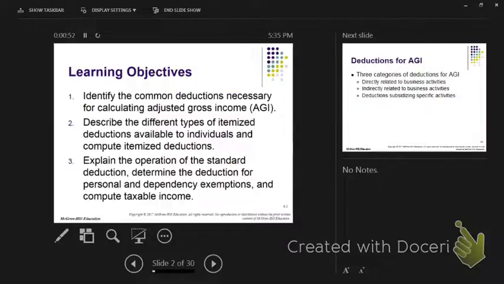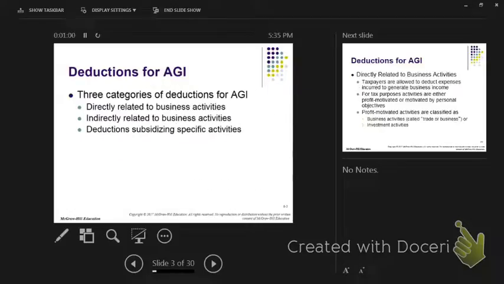All right, so to some of our learning objectives, we're going to come down to why would we take the itemized over the standard deduction, and then how do we compute itemized deduction. So there's 3 different categories of deductions for AGI. Those directly related to business activities. So this might circle back and kind of help you with the 1040 if you didn't already do it. Indirectly related to business activities. And then deductions that are subsidizing specific activities. These are all for AGI.